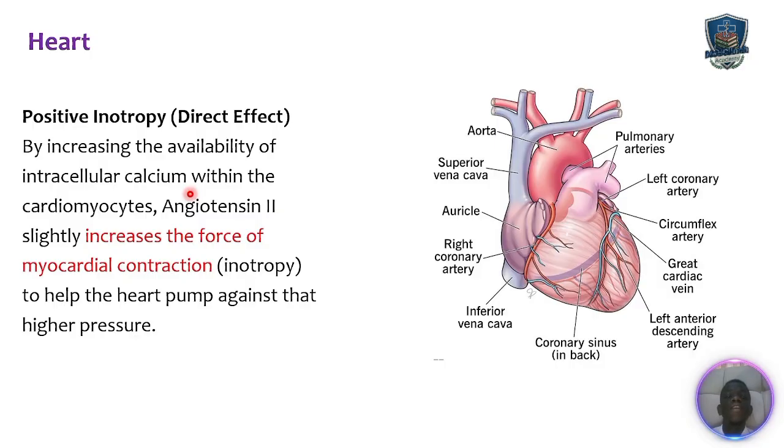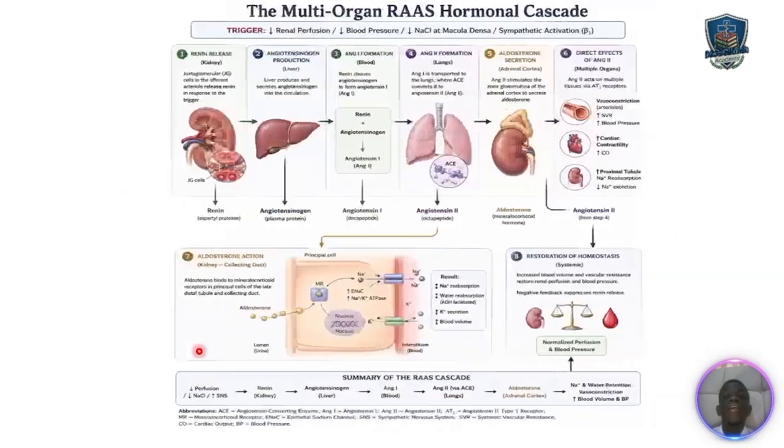I hope you have understood the function of angiotensin II on the blood vessels, on the kidneys, and on the heart. I think I've explained all of them. So this is the last point that you need to understand: when you increase the force of myocardial contraction, you're increasing the stroke volume, the cardiac output, and also the blood pressure. That's something that you have to note and understand. Let's continue. I think I've explained everything here.